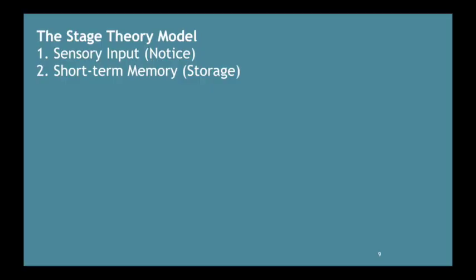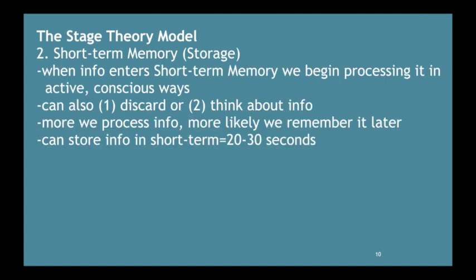Number two is short-term memory, storage. When information enters short-term memory, we begin processing it in active, conscious ways. So we're getting further and further along this memory process. When we get a piece of visual information, we can discard it, or we can think more about it. And the more we think about it, the more likelihood that it's going to be kept in your memory. The more we process it, the more likely we are to remember it.